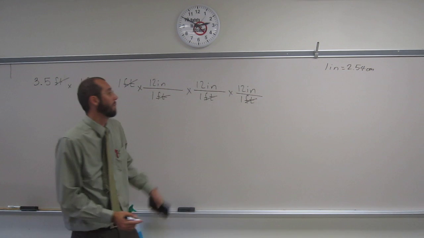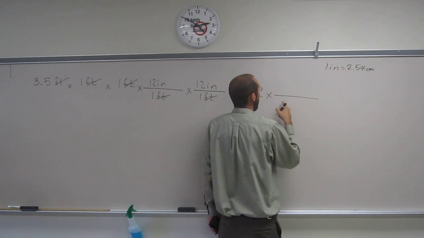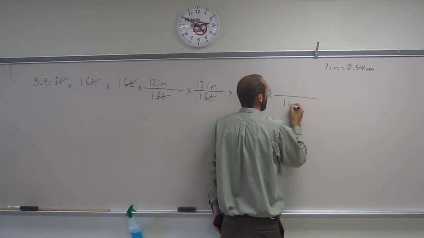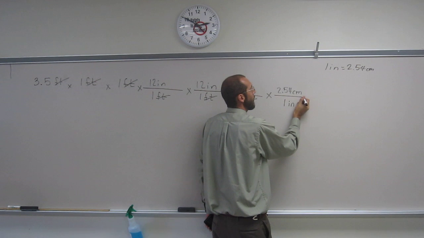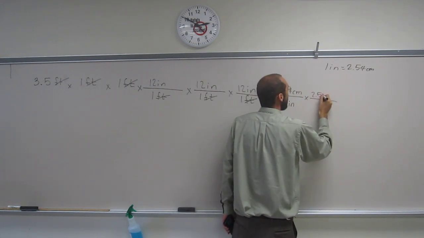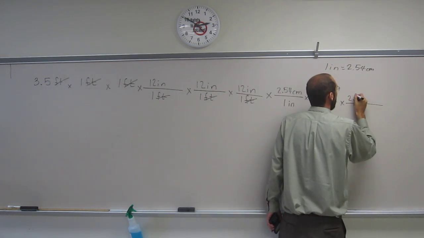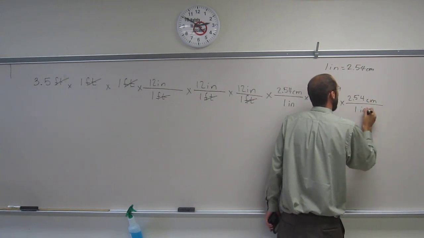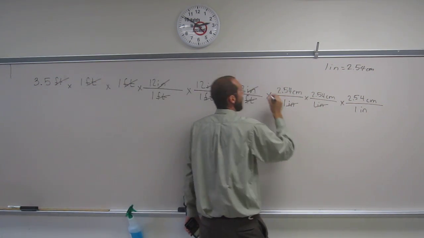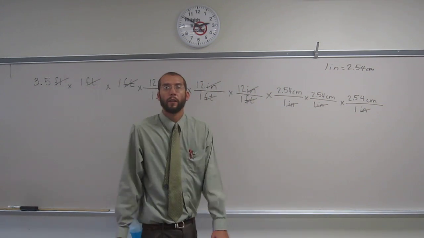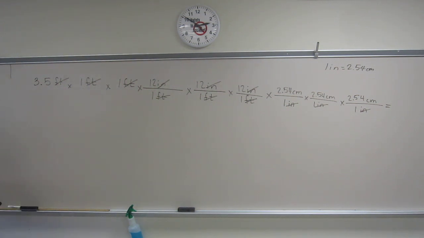So, is that what we want though? No, we want centimeters cubed. So how do we do that? Well, we do the same thing again, but instead of feet on the bottom, it's going to be inches on the bottom, 1 inch, and up top it's going to be 2.54 centimeters. But we've got inches cubed, so we got to do it 3 times. Do that, cancel, cancel, cancel, cancel, cancel, cancel, and what are our units now? Centimeters cubed. So remember, you got to do all three of them, okay?